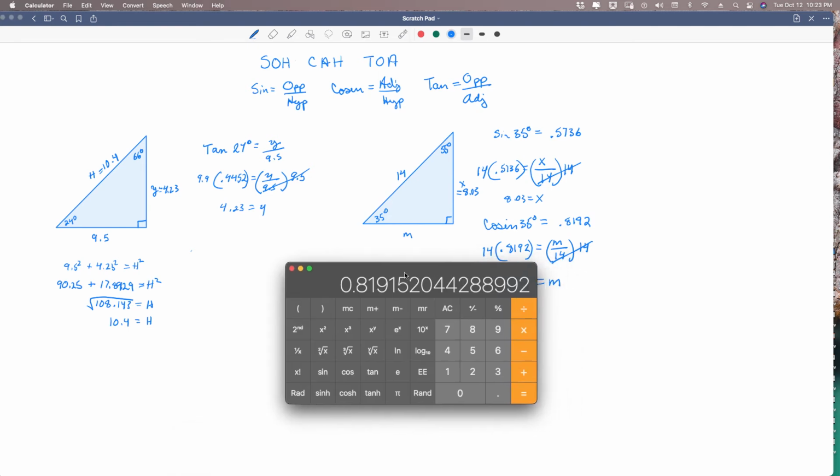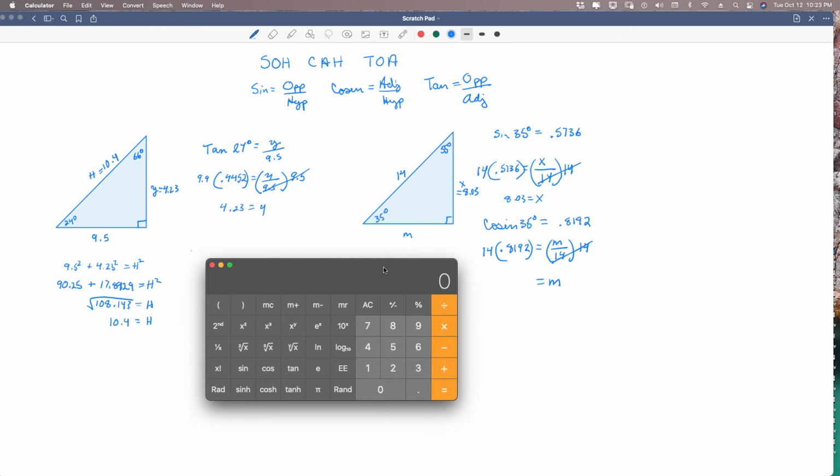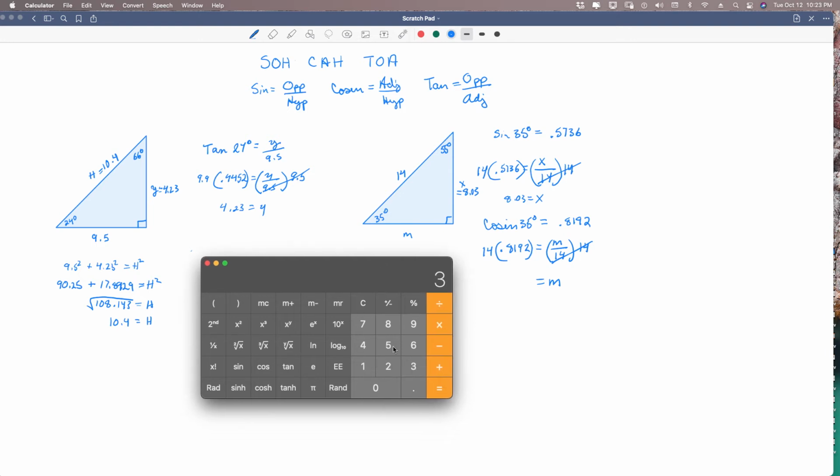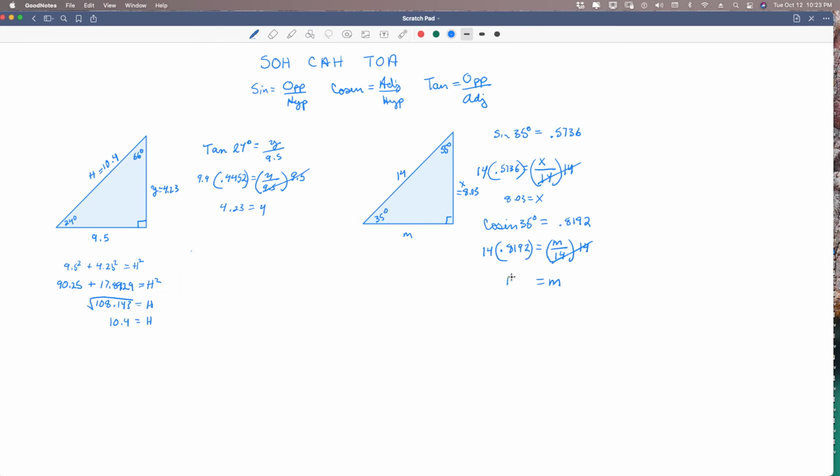Let me clear. Oh, wait, I needed that. So 35 cosine. Okay, there we go. We got it back. Times 14 equals 11.47. So 11.47 is m. And we have all the parts to that one. All right, this is not as hard as you thought it was going to be. So, there you go. Let's do one more.